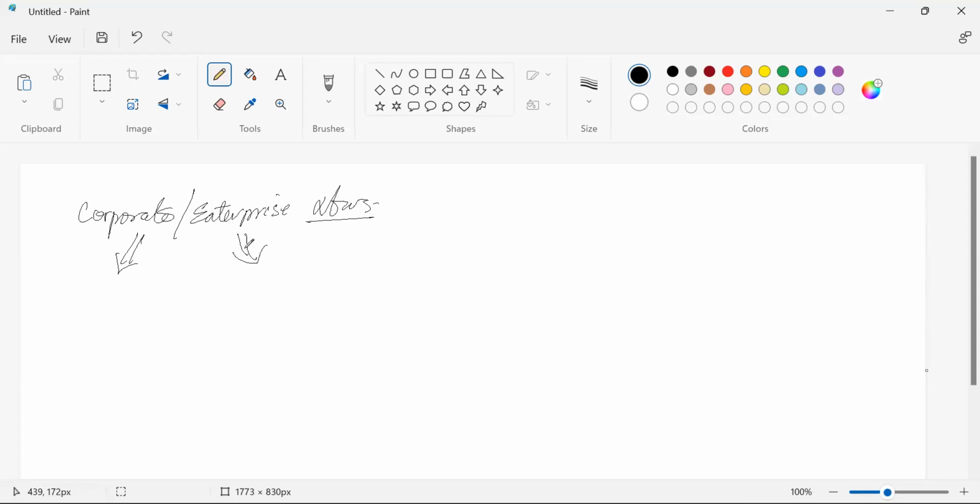I have a question. All right, let's take your question. Would you say the corporate network is a local area network, and the enterprise is a wide area network? Yes. All right. So that's another way to look at the difference.